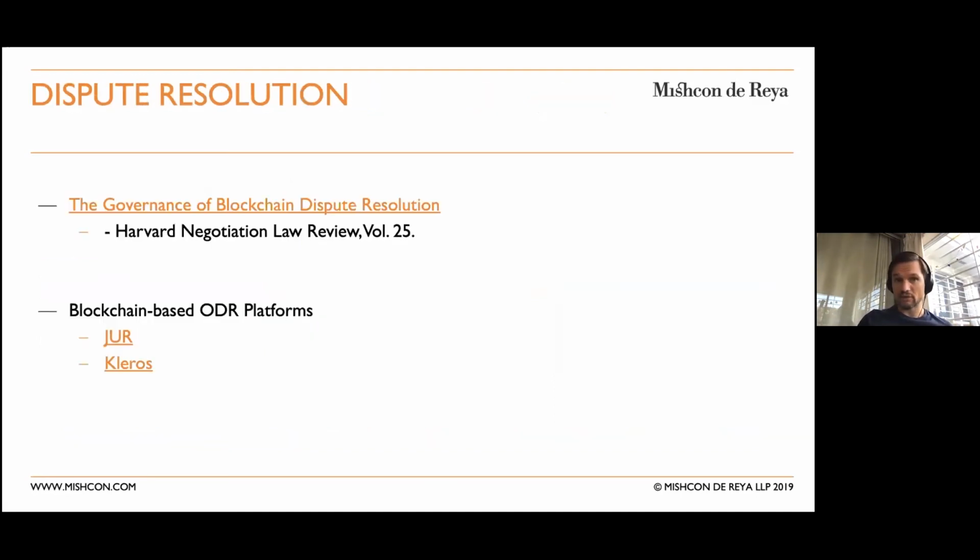Dispute resolution has already come up, as I mentioned. This paper I spotted is quite recent, The Governance of Blockchain Dispute Resolution. I spotted it, I have not read it. So disclaimer on that one, might not be that good, but it sounds good. But given the title, Harvard Negotiation Law, I guess that might answer some of those questions about the New York jurisdiction as well. But there are some online dispute resolution platforms that I mentioned, Jur and Kleros. Jur has a London node, but I presume it has other nodes as well. And Kleros, I honestly cannot remember.